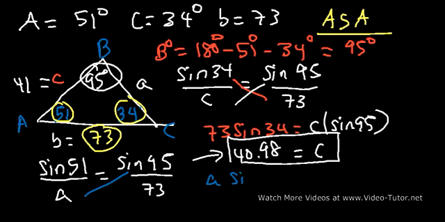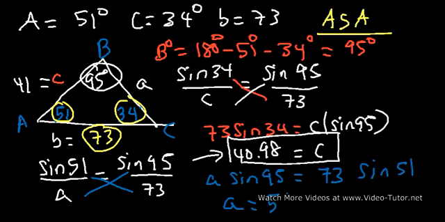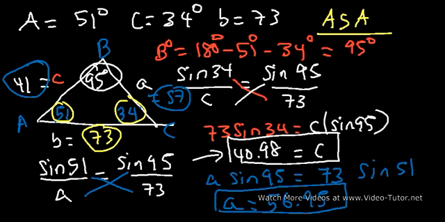So A sine 95 is equal to 73 sine 51. So take 73 sine 51 and then divide that by sine 95. So side A is 56.95, or if you want to round it, it's about 57. So that's how you solve the angle side angle triangle using law of sines. It's very similar to the first example.